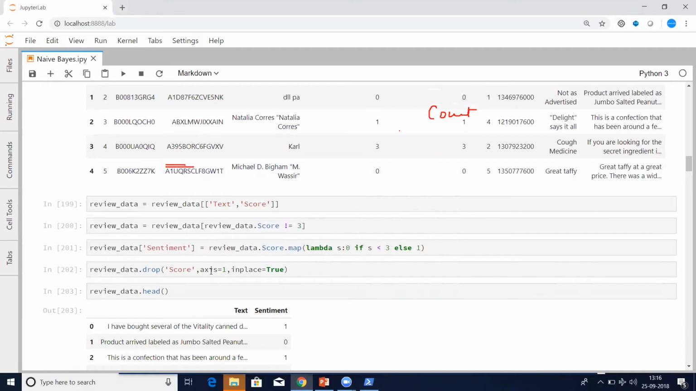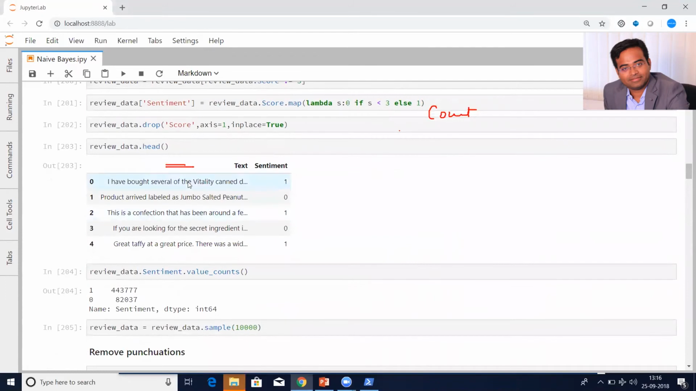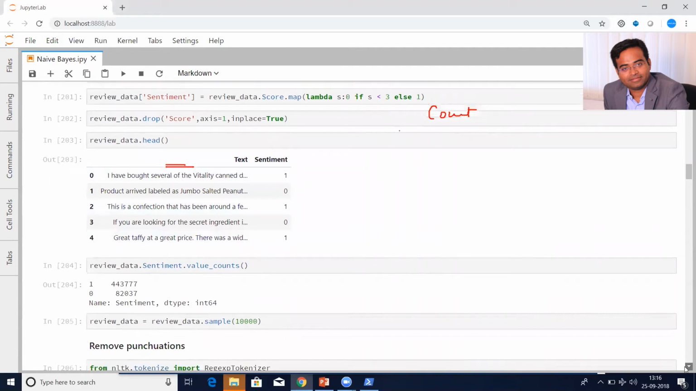Okay, rest of the columns we might not need. So this is all we need: the text and the sentiment. Okay, and if you can see here, this is the sentiment distribution. One is 44377, and it's heavily 20-80%, right? Imbalanced data. So we might have to use all those techniques.